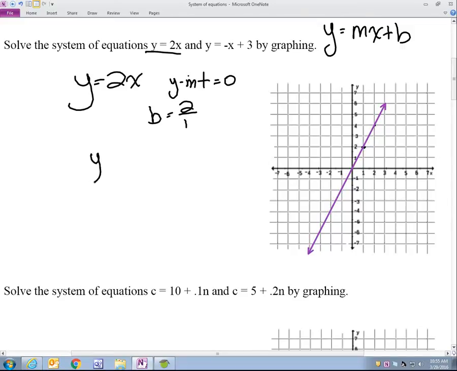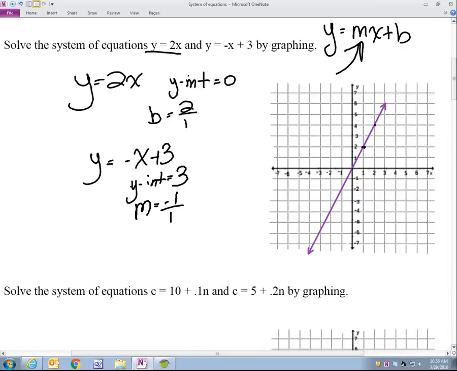Next one I have is y equals the opposite of x plus 3. My y-intercept, what we learned yesterday, is 3, because that's the b in y equals mx plus b, which is slope-intercept form. And my slope is going to be negative 1 over 1. How did I get that? The opposite of x. With this slope-intercept form, remember that m is always the slope. And whenever you have negative x, that's the same thing as negative 1 times x.